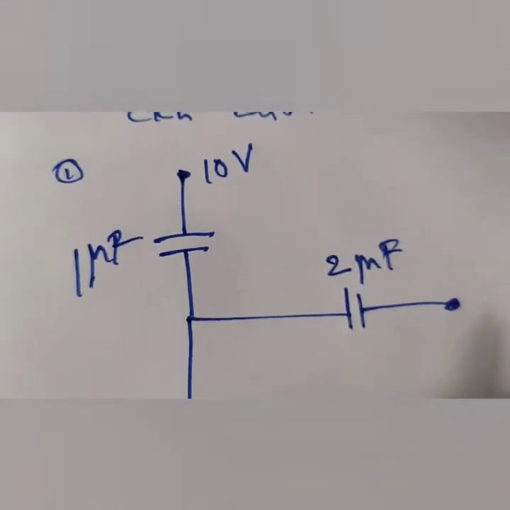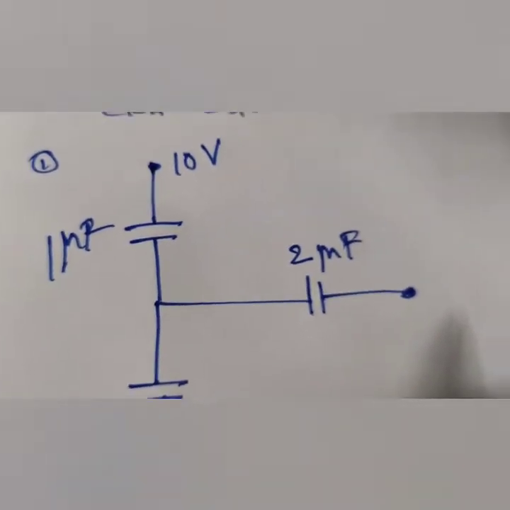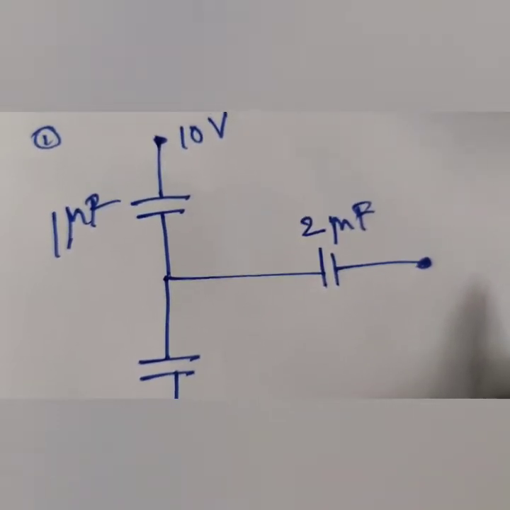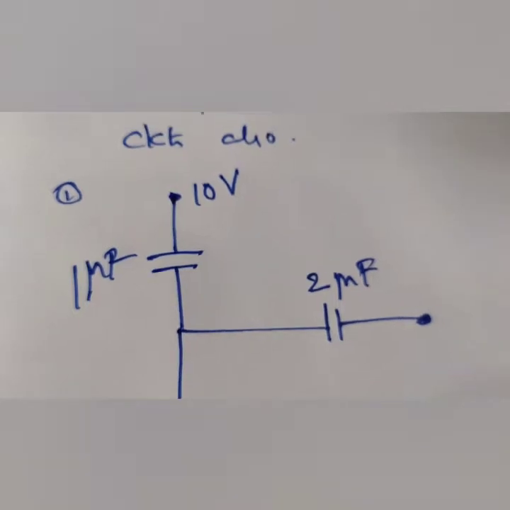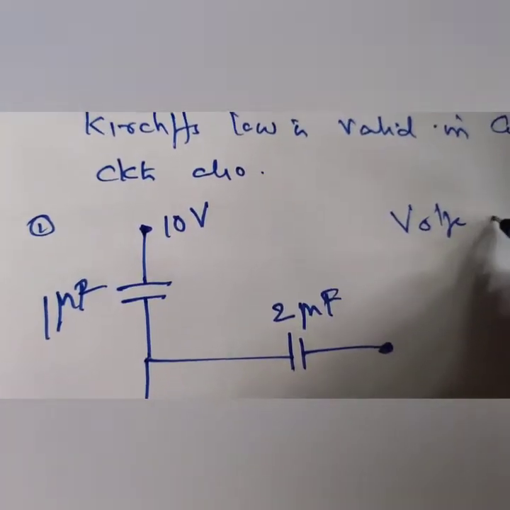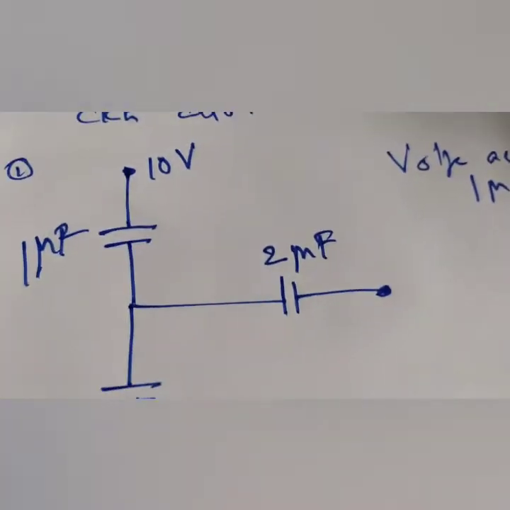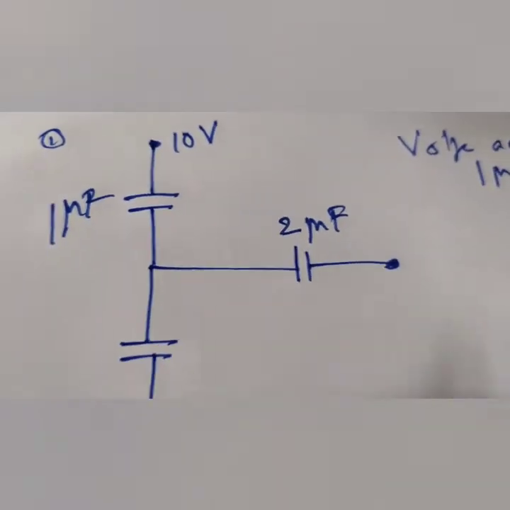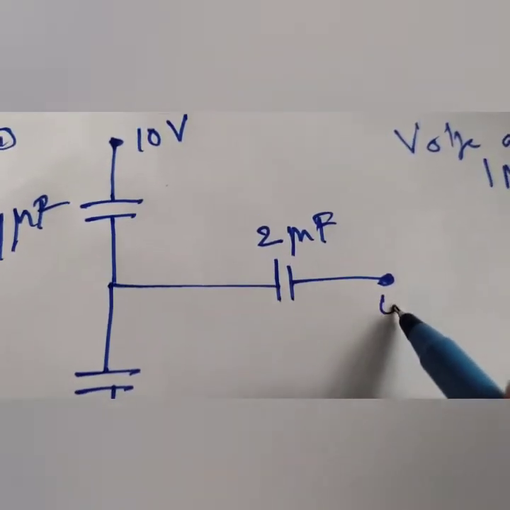Then what is the voltage across the 1 microfarad capacitor? So you have to find out the voltage across the 1 microfarad capacitor. Come to the question. Now the voltage across the 1 microfarad you have to find out. For that, see here, this is 4 volt.